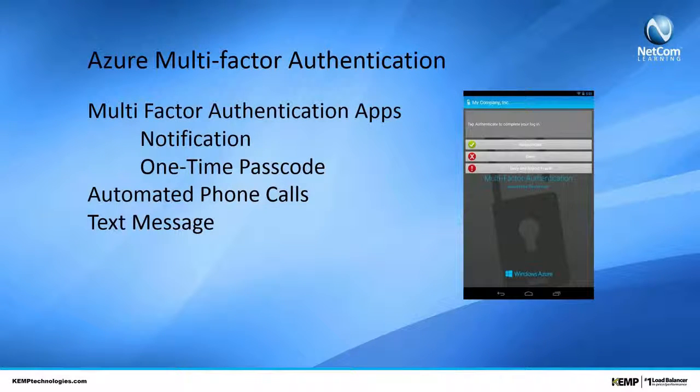Right, now, the second option is using an automated phone call. Now, the Azure Multi-Factor Authentication Service will call the number you specify, and then the user can press pound, which will complete the sign-in process. Now, this is actually the option we're going to be demonstrating today as part of our demo. And the last option is a text message. Again, sent by the Azure MFA service. The user is prompted to either reply or enter a passcode, similar to the one-time passcode within the app.